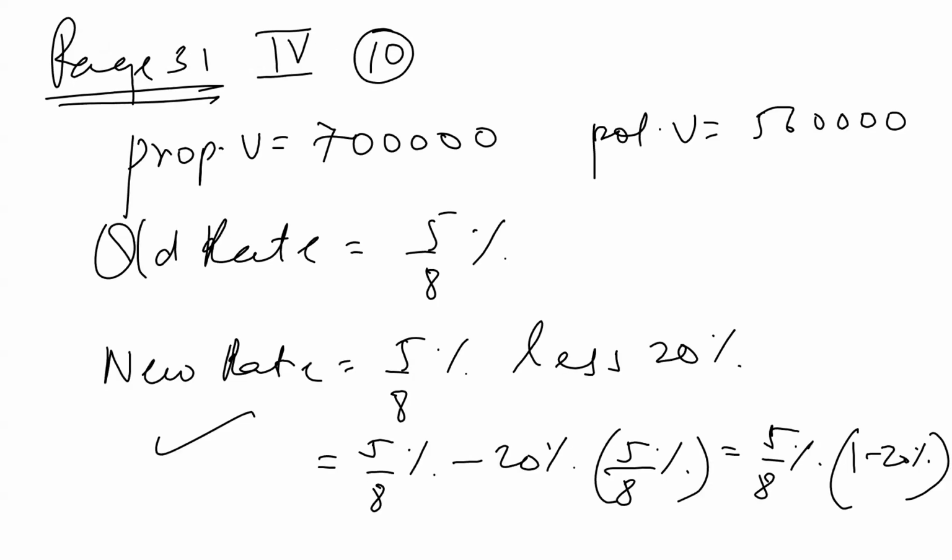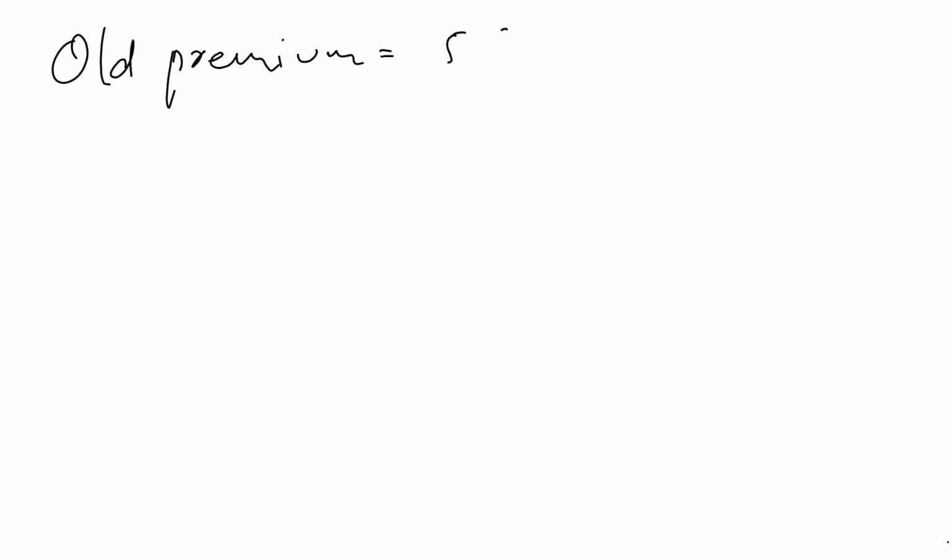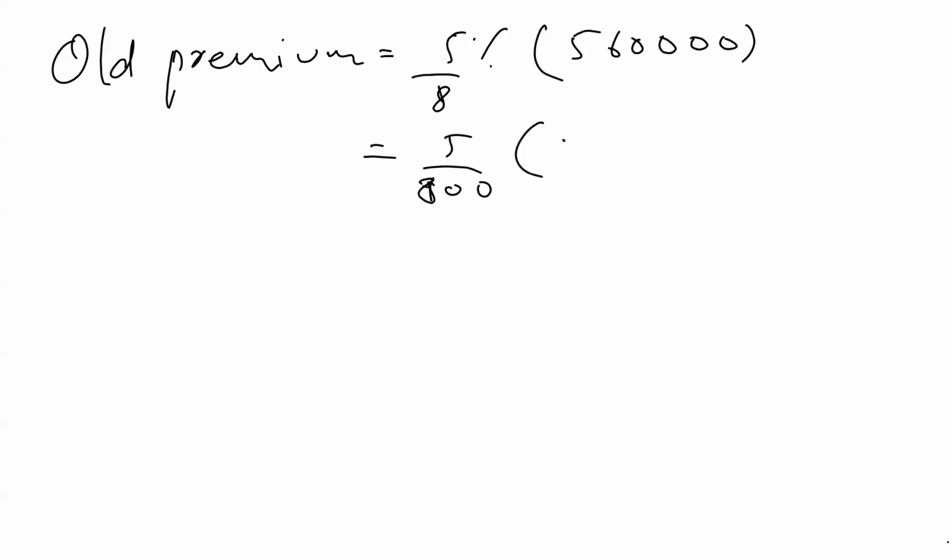So the old premium, which is not really taken by the customer because that's the old rate. Rate of premium, old rate into policy value. So 5 by 8% of policy value. What's the policy value? Policy value is 5 lakh 60,000. 5 by 800, for percentage I have added two more zeros. So this is the old premium.